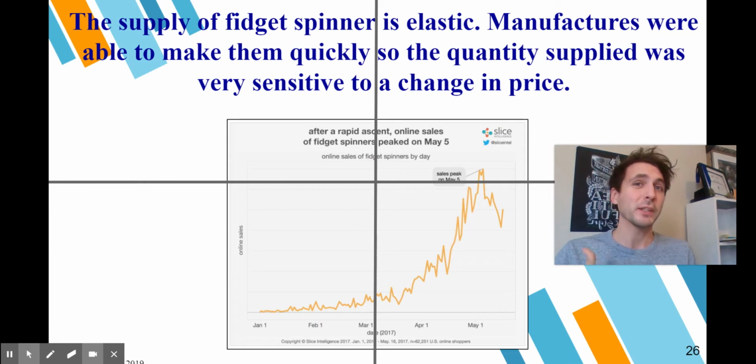So as a result, when the price went up, there was a dramatic increase in the quantity supplied. And then when the price went down because demand fell for these fidget spinners, the quantity supplied dramatically went down as well. In other words, fidget spinners were highly elastic, very sensitive to a change in price.